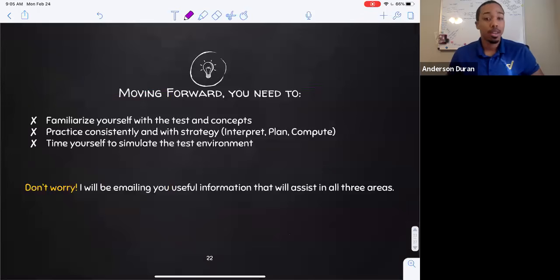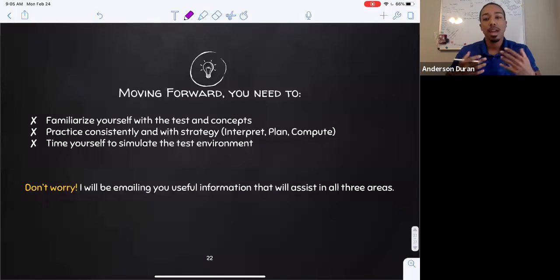So moving forward, here's what you need to do to make sure that you're doing the right things to raise your score. First of all, you want to familiarize yourself with the test and concepts. I went over that briefly in the beginning, but there's so much more that you can do. Next, you want to practice consistently and with strategy. Again, that strategy that I just showed you, practice every problem with that strategy.